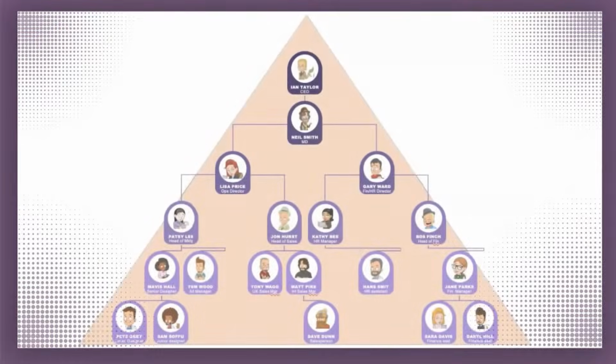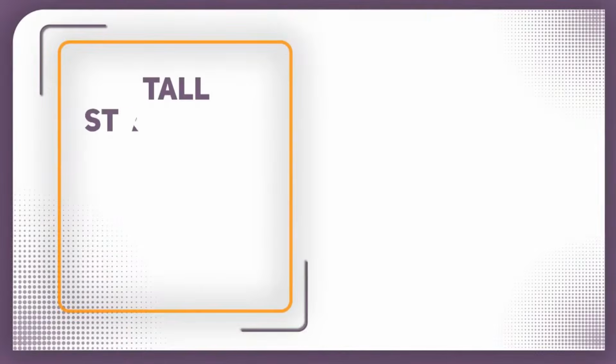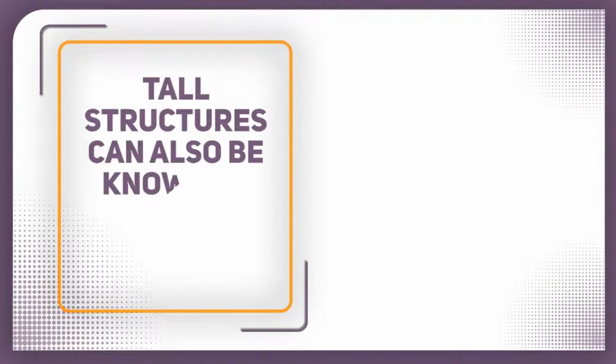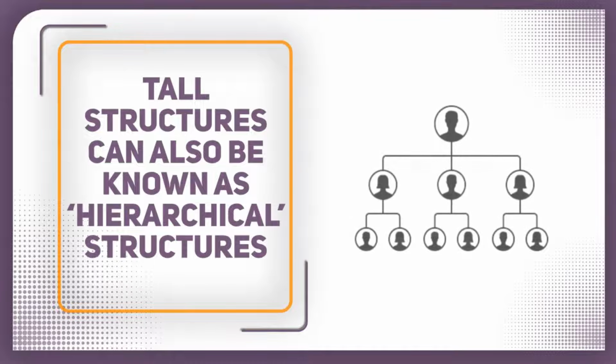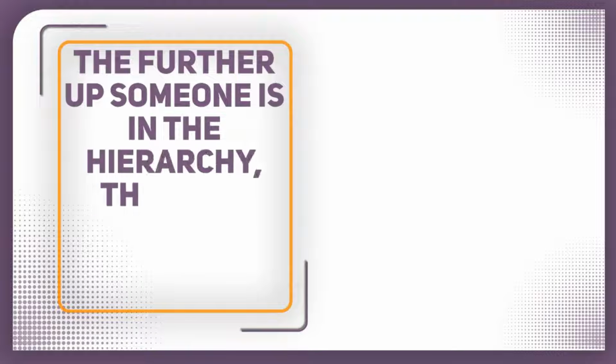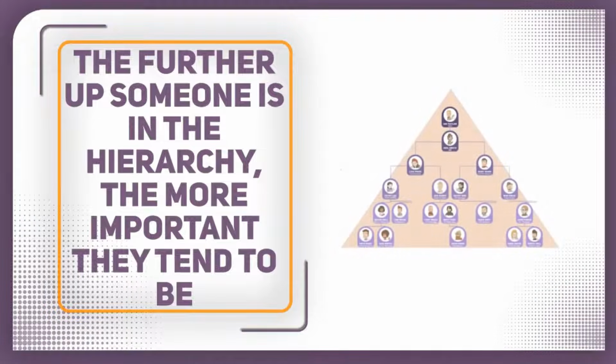So, if we count up, then we can see that there are 6 layers to the hierarchy here at Getaways. This many layers would definitely make this a tall structure. Tall structures, as I have mentioned, can also be known as hierarchical structures, and this will depend on the exam board you study. The further up someone is in the hierarchy, the more important they tend to be. So in our example, at Getaways, Daryl is much less powerful than the Chief Executive Officer Ian.